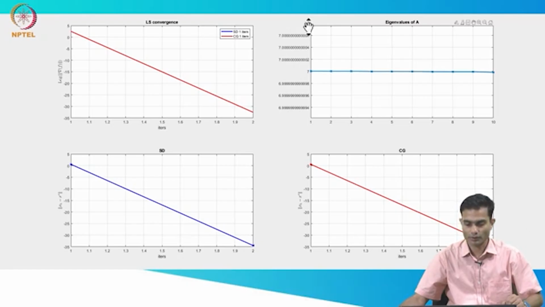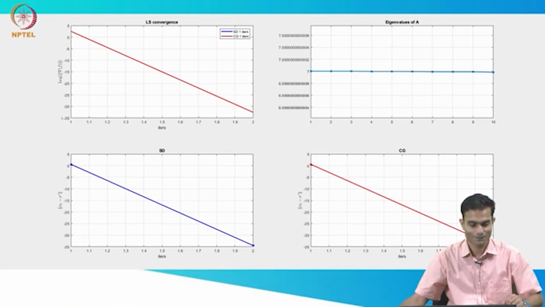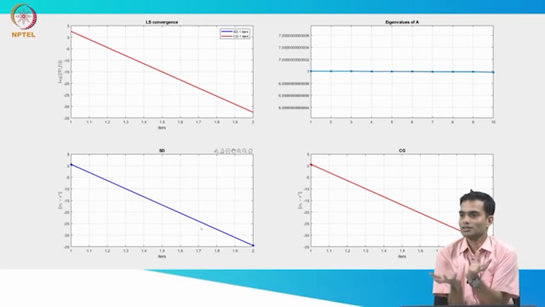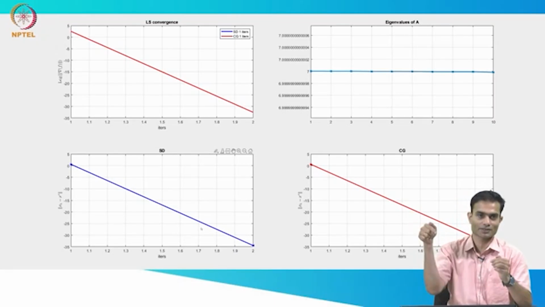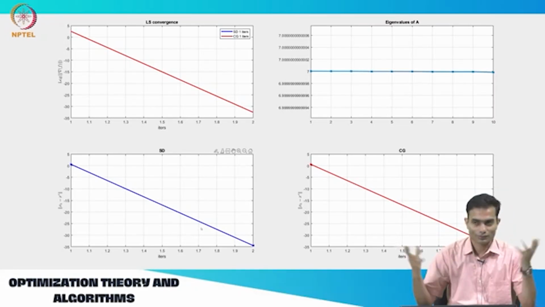It took me one step to get there. But what happened to steepest descent? Steepest descent also took one step only. Why? Why is the first step the right step? Because it's a circular thing, right? So wherever you go, steepest descent is directly taking me to the center. So that's what it is.